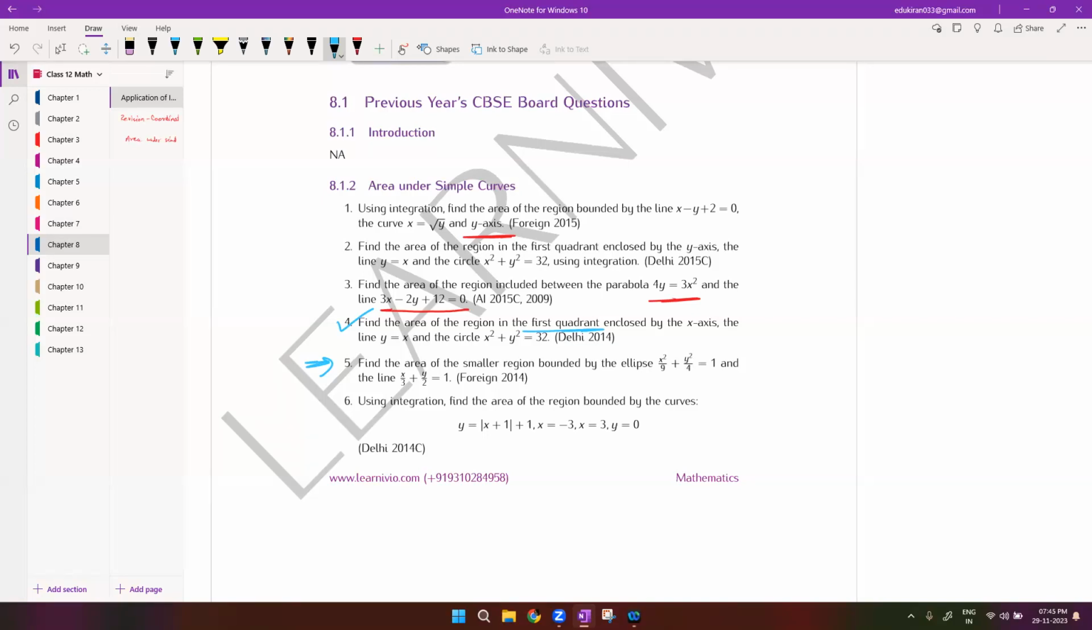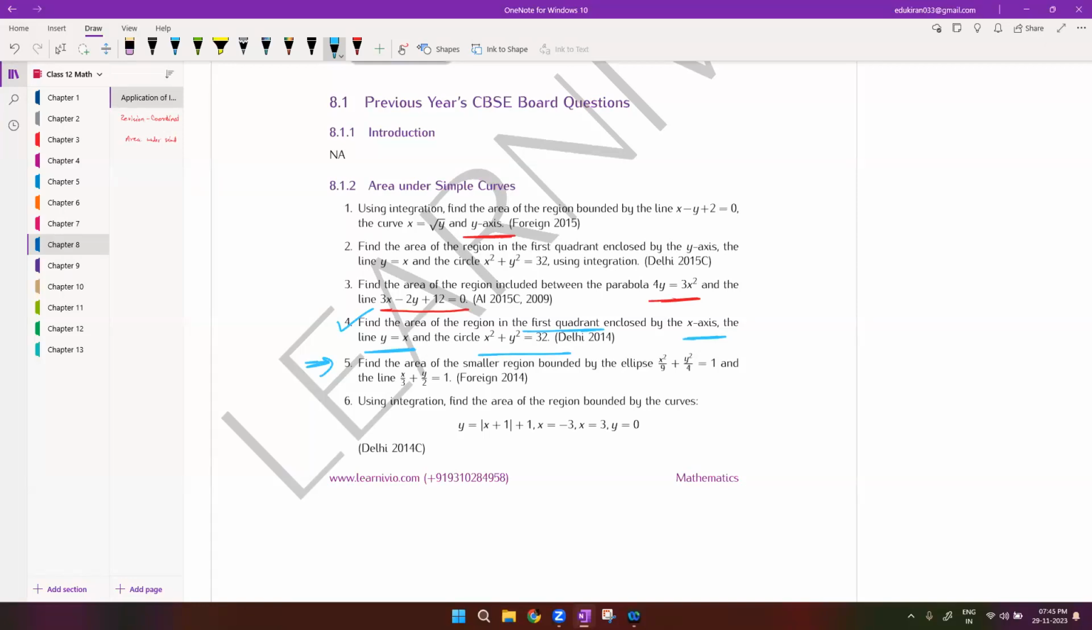Enclosed by the x-axis, the line y equals x, and x square plus y square equals 32. We know that this is a circle. This is a line, y equals x. In fact, y equals x is a very famous line. We should know what the graph of y equals x is. If not, then you will get to know today.